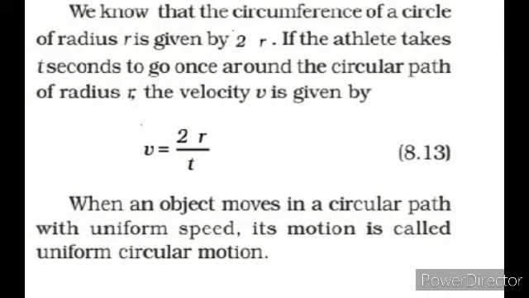Now we know that the circumference of a circle of radius r is given by 2πr. Fine. If the athlete takes t seconds to go around the circular track of radius r, the velocity will be 2πr/t. When an object moves in a circular path with uniform speed, its motion is uniform circular motion.